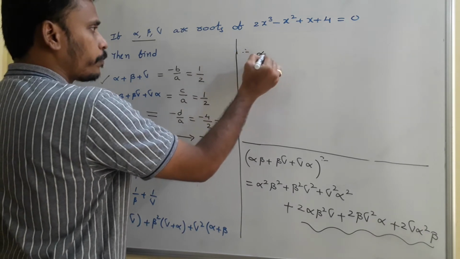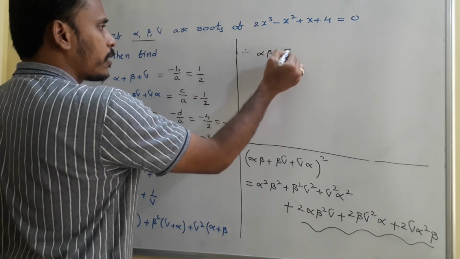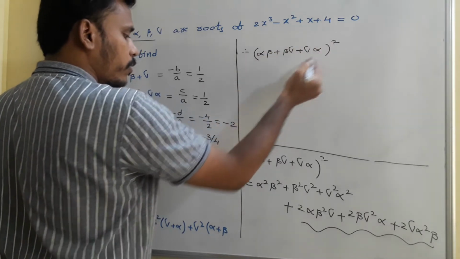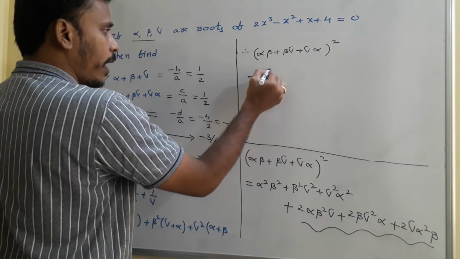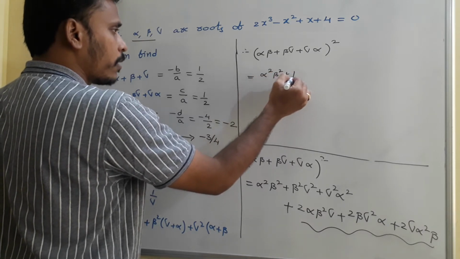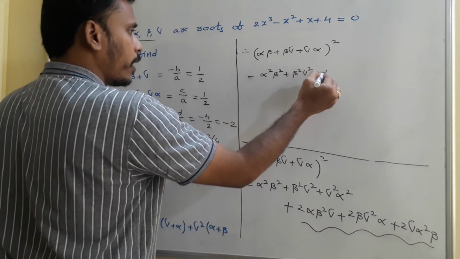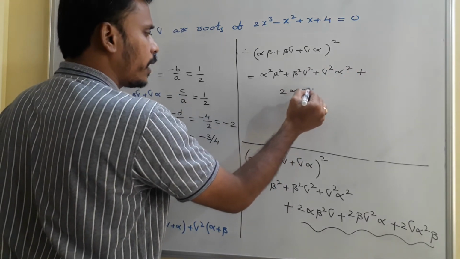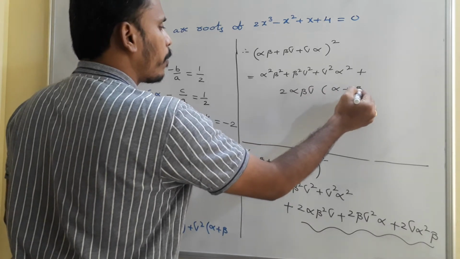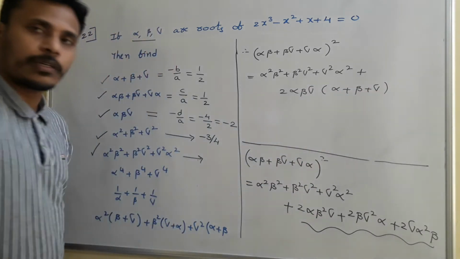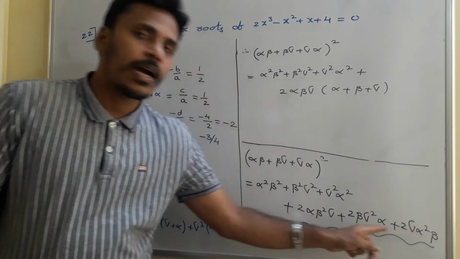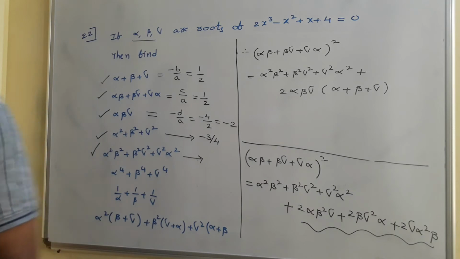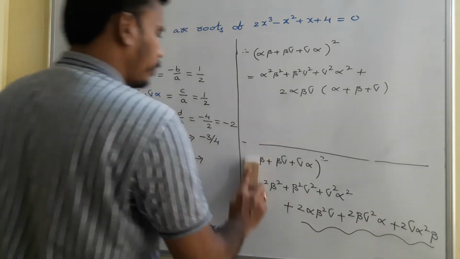Finally, therefore, (alpha beta plus beta gamma plus gamma alpha) whole square is equal to the required alpha square beta square plus beta square gamma square plus gamma square alpha square plus 2 alpha beta gamma of (alpha plus beta plus gamma). Just observe it. If you common out 2 alpha beta gamma from these three terms, those are in the bracket: alpha plus beta plus gamma.